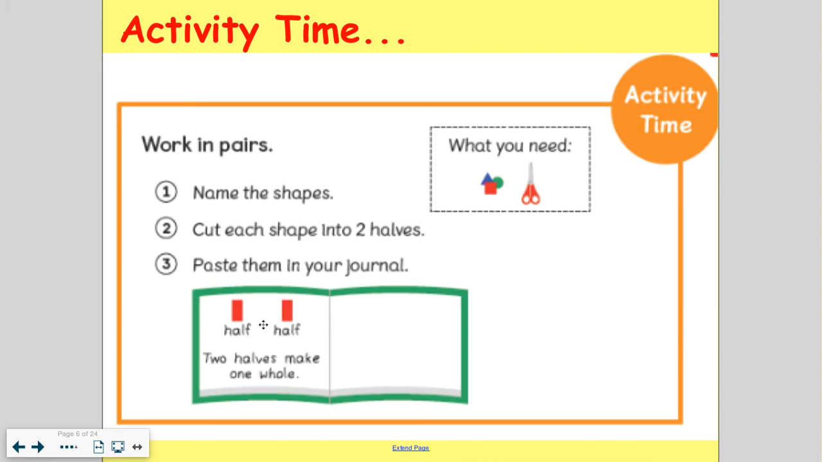They've cut their square into half and labelled each part as half. There's one half, there's another half. And then they've written 2 halves make 1 whole. I wonder what shapes you can do this with at home. Pause the video and spend as long or as little on this as you like.